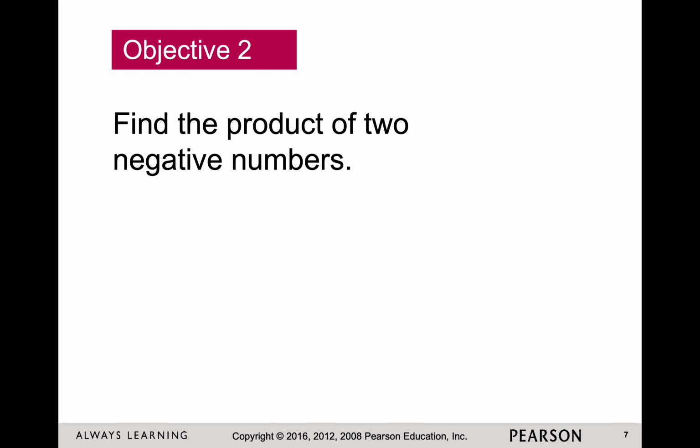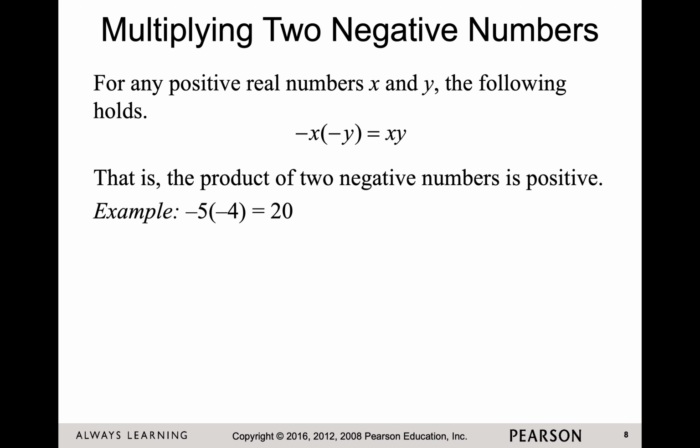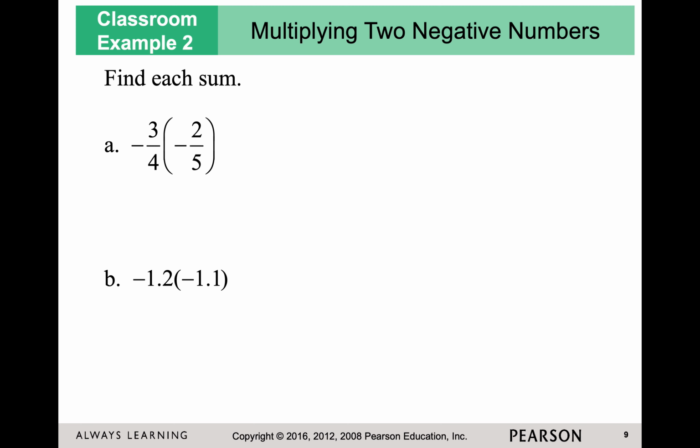What do I do when I have two negative numbers? When I have two negative numbers, the product is going to be a positive number. I want to take that a step further. If there are an even number of negatives in a problem, the answer will be positive. So negative 5 times negative 4 has two negative numbers. 2 is even, my answer is positive. The same thing applies to A and B. There are two negatives in the problem. 2 is even, so my answer is positive.